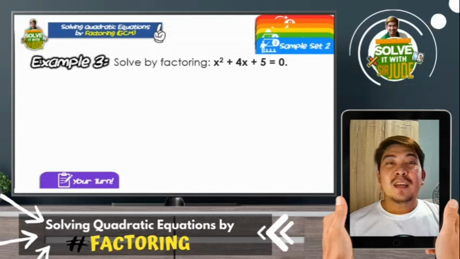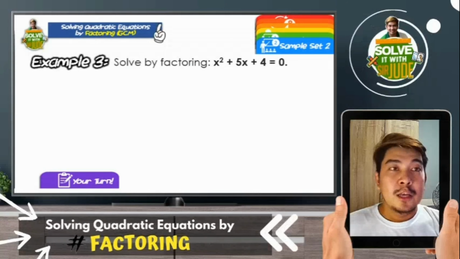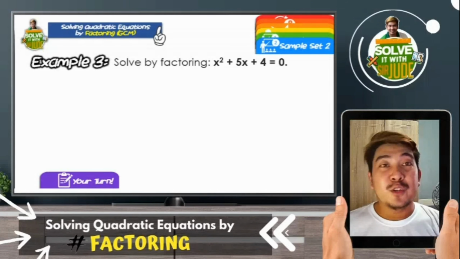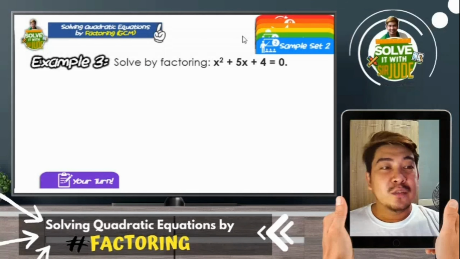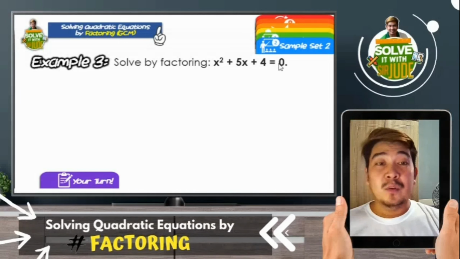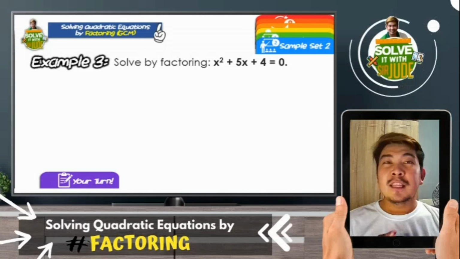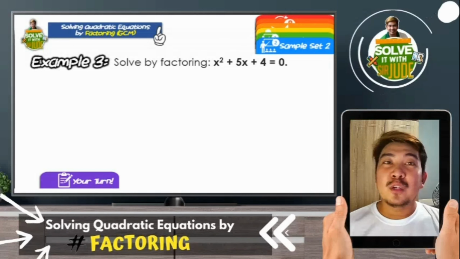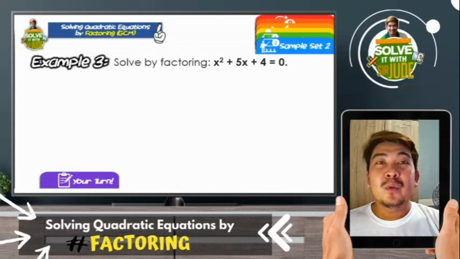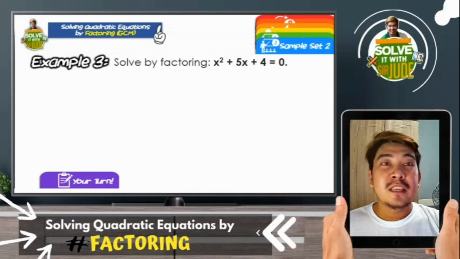Okay, so let us now go with the third example. So let us now proceed with the third example given by x squared plus 5x plus 4 is equal to 0. So kung mapapansin natin, hindi na siya pwedeng ma-factor using GCMF. But rather, we will be using factoring general trinomial.